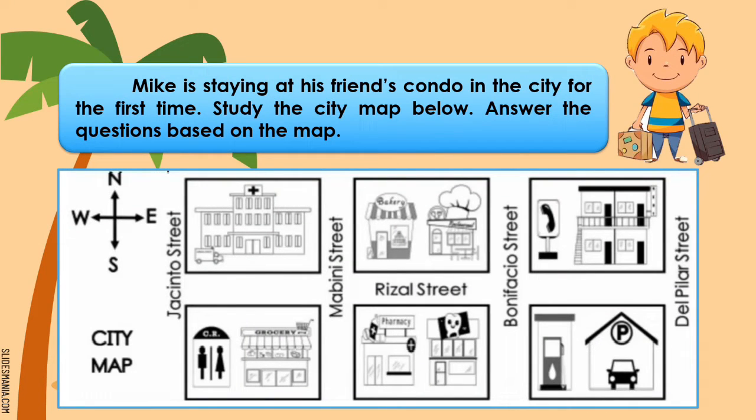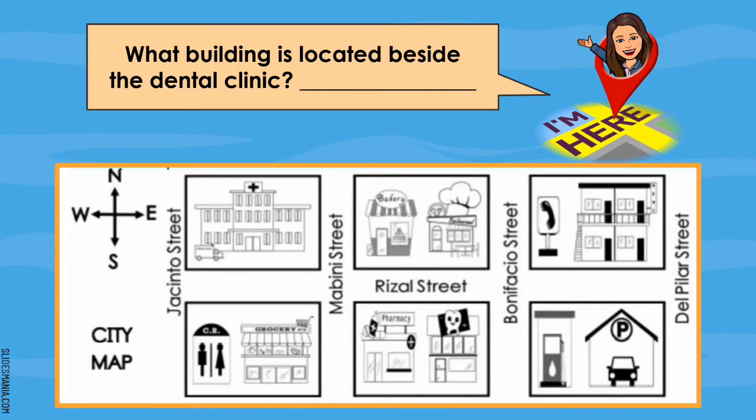Now, let's take a look at this situation. Mike is staying at his friend's condo in the city for the first time. Study the city map below and answer the questions based on the map. Take time to study the map. Now, let us answer the following questions.